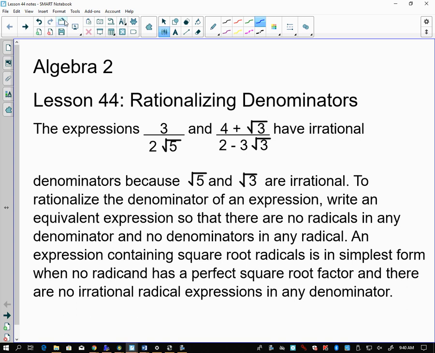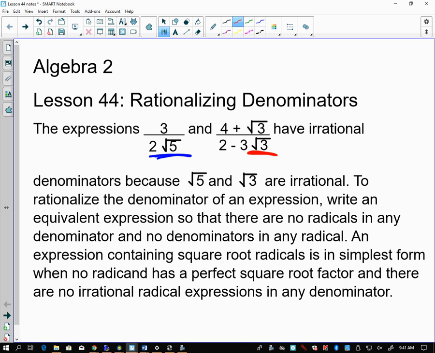Today we're going to talk about rationalizing more complex radical denominators, things that are a little bit more irrational. So the expression's 3 over 2 radical 5, right? This is irrational, right? It's got a radical 5 in the denominator. I can't have that there. We could also have something like 4 over radical 3 over 2 minus 3 radical 3. Those have irrational denominators because both radical 5 and radical 3 are irrational. I can't have those there, right?